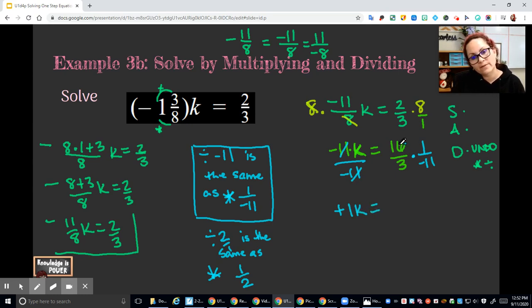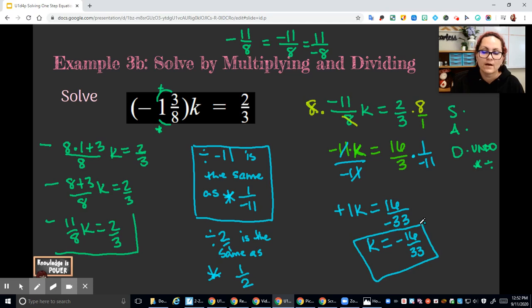Over here, there are no factors in common, so we're just going to multiply straight across. 16 times 1 is 16. And 3 times negative 11 is negative 33. This does not reduce. There's no factors in common. And so as a result, we really don't need the plus. We really don't need the ones because those are kind of like ninjas. They're there, but we don't have to write them. And then I'm just going to put my minus up out front. And this is going to be our final answer. Okay? I will tell you, 9 times out of 10, I want all answers as improper fractions.